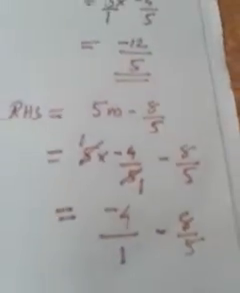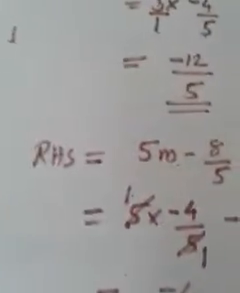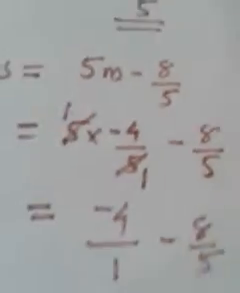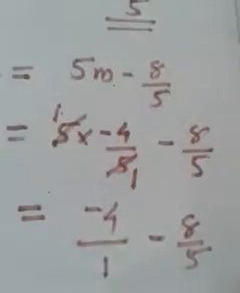You may have understood, isn't it? Once again, here the RHS side is 5m minus 8/5. So 5 into m, and minus 8/5. Here, if we cross-cancel this 5 and 5, it comes like this.